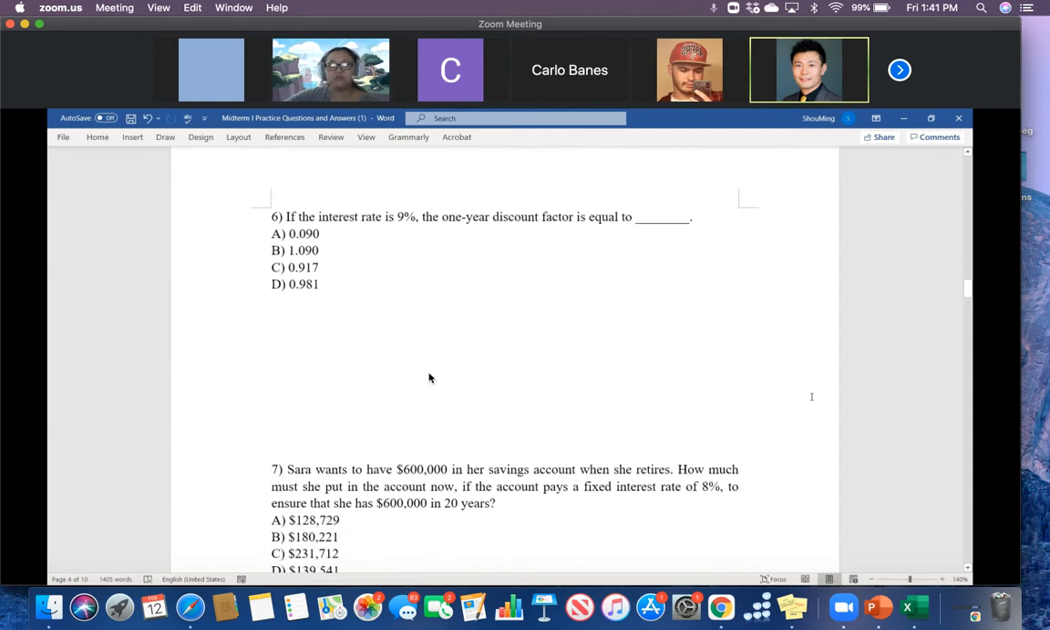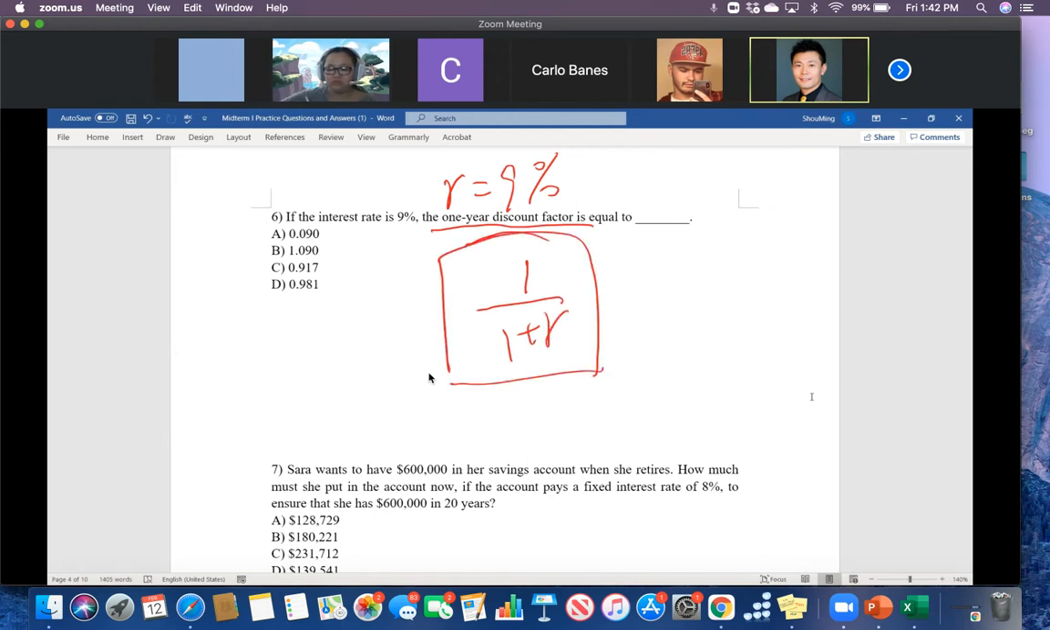Question 6. If we already know our interest rate equals 9%, we need to calculate what is the 1-year discount factor. And the definition for the 1-year discount factor is simply this one, 1 over 1 plus R. So this is the formula we can use to get the 1-year discount factor. We simply plug in this 9%. Then you can easily calculate the 1-year discount factor. And the correct answer should be, let me check, C. So this is very simple.